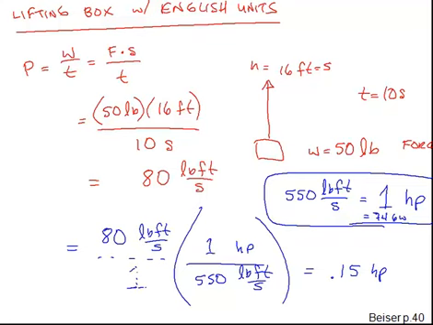Here's one with English units, imperial units. Here the unit of force would be pounds. I got a 50-pound box. We'll say I want to lift it 16 feet up into the air. So I can multiply those two and get the work. I still need to divide by time right there. So when you do this thing out, 80 foot-pounds per second.